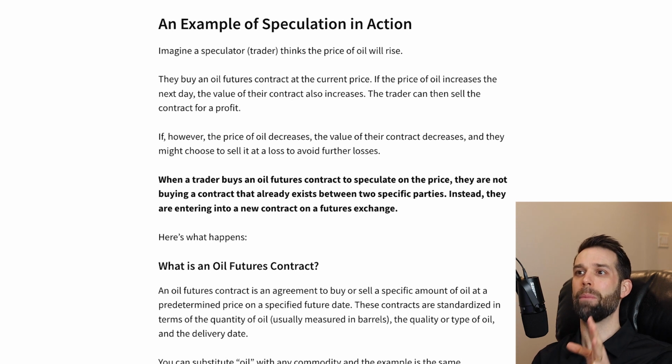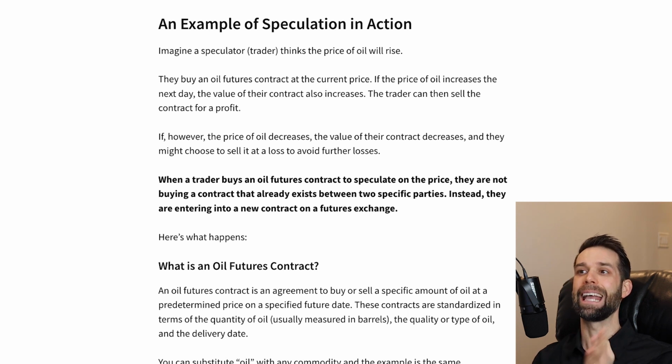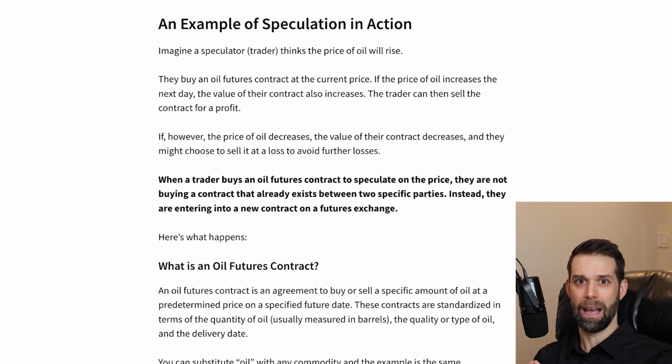So when a trader buys an oil futures contract to speculate on the price, they're not buying a contract that already exists between two specific parties. Instead, they are entering into a new contract on a futures exchange. So the oil company and the airline company would have their own contract set up. You as a trader will go into your own contract on the futures market.